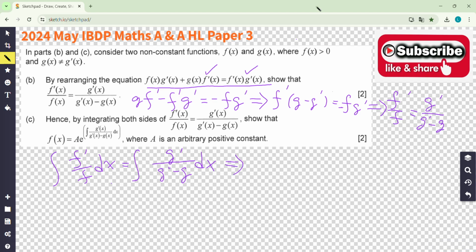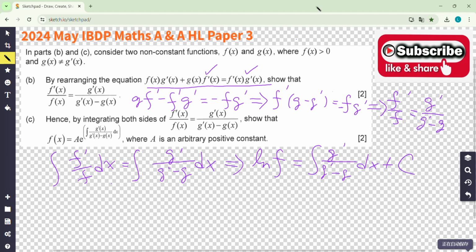What is the left hand side? Log. Can you see the log? Actually this is a log. It is log F equals this thing, G dash over (G dash minus G) dx plus C. C is a constant.